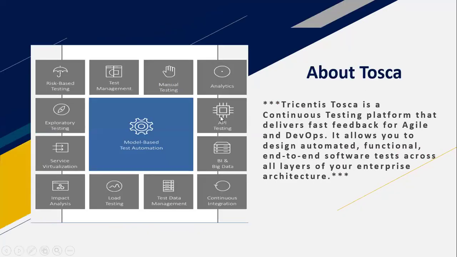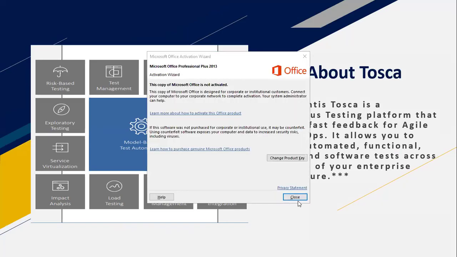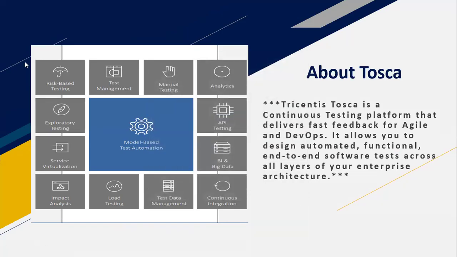See here, team, this is Tricentis Tosca. As I mentioned earlier, using Tricentis Tosca we can do these many projects, covering all these layers in one end-to-end application layer. We can do manual testing, analytics, API, big data, continuous integration, data management, load, impact, service virtualization, exploratory, and risk-based management. Ultimately, we call Tricentis Tosca a model-based test automation tool.